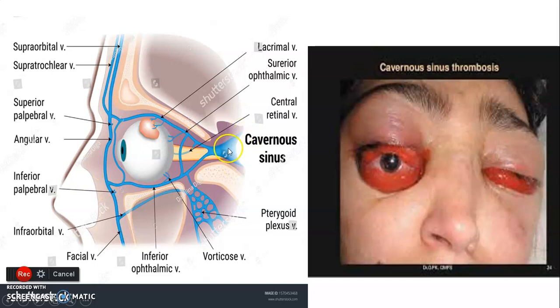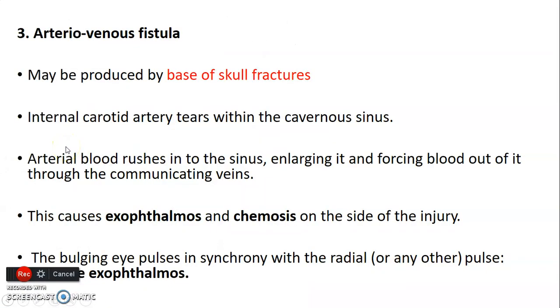So when there is a clot here, blood that usually flows this way, and there's a clot here, there will be slow movement. So blood will not be able to flow. This cavernous sinus becomes engorged, so that's exophthalmos, and then the conjunctiva is also not able to drain its blood in that direction. So blood accumulates in the conjunctiva, it becomes red, so that's why you have chemosis. So those are the features of cavernous sinus thrombosis.